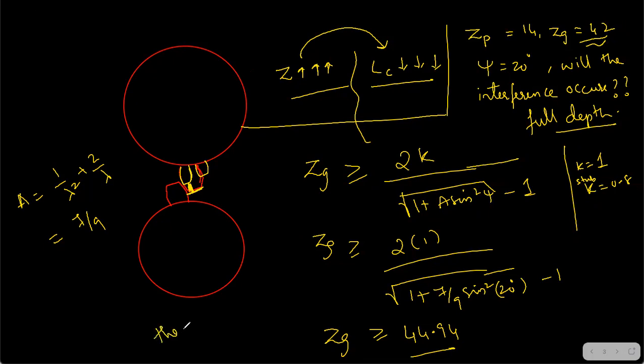There is interference because the minimum number of teeth required to avoid interference is 44.94. It means 45, but it is 42 only. So this way you can find out the minimum number of teeth, or you can check if there is interference or not. Okay.